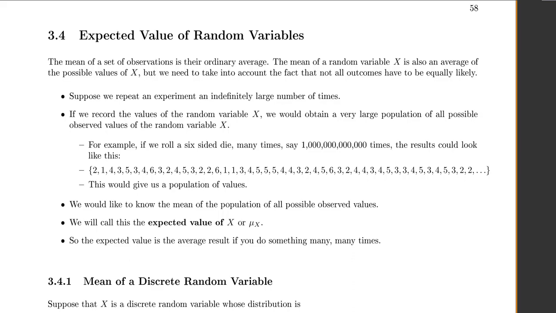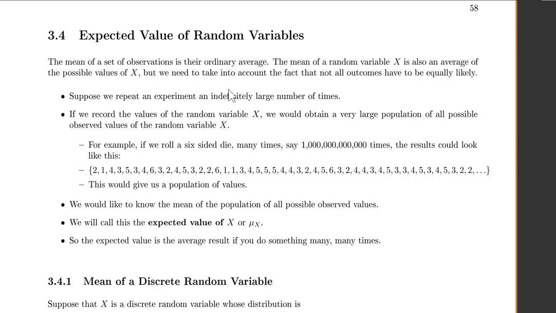In this section, we'll talk about expected value. The mean or average of a set of observations is just their ordinary average. That's what we're used to. But we can also look at the mean of a random variable x. The mean of a random variable we still think of as an average of the possible values of x, but we need to take into account that not all of our values will be equally likely.